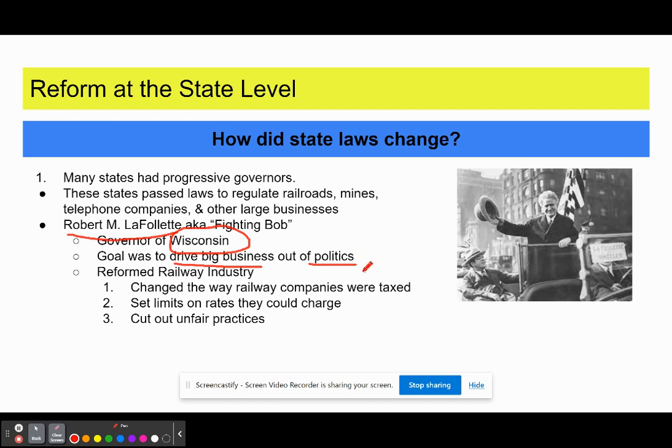Again, this is very similar to the labor unions or going back to our bosses of the Senate, where the big businesses were the ones driving political decisions, not the people. So he reformed the railway industry in Wisconsin. He changed the way that they were taxed. He set limits on the rates that they could charge so that they weren't being unfair. And then he also cut out other unfair practices.